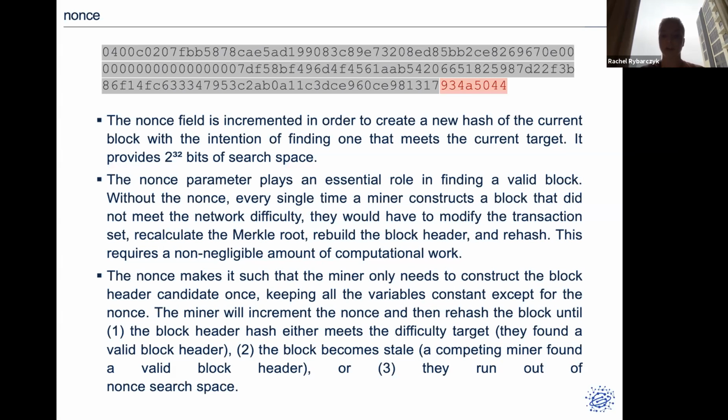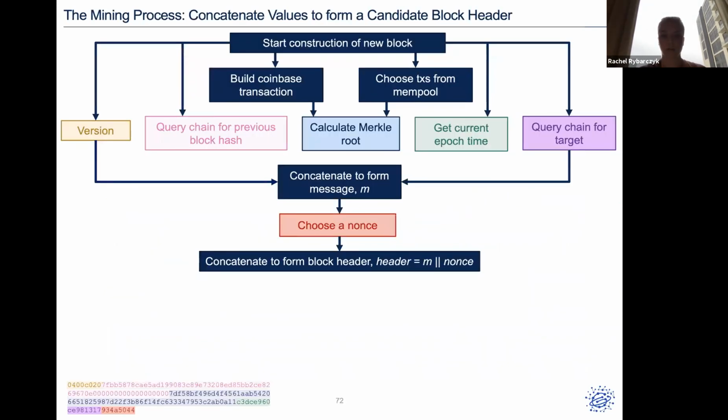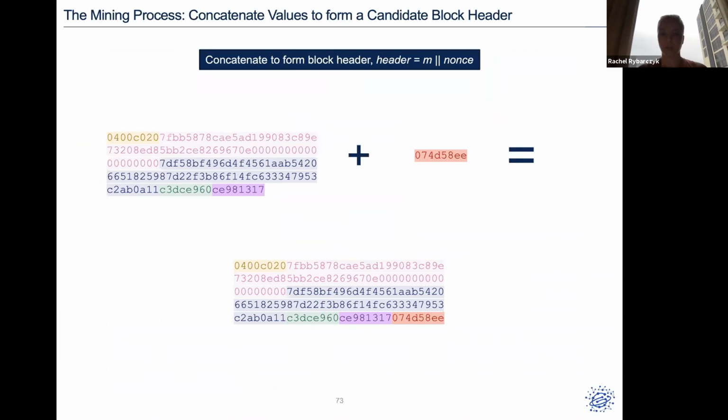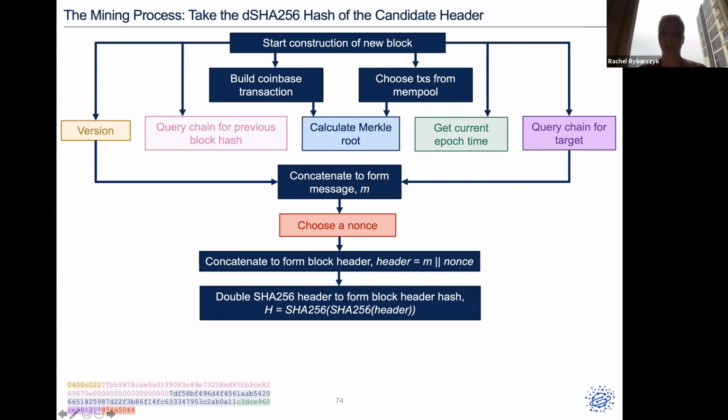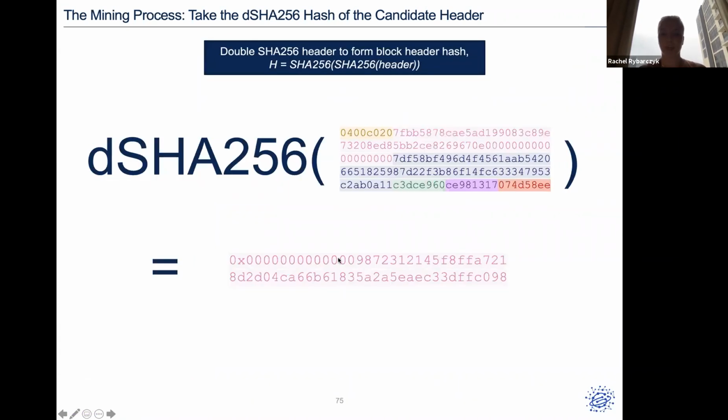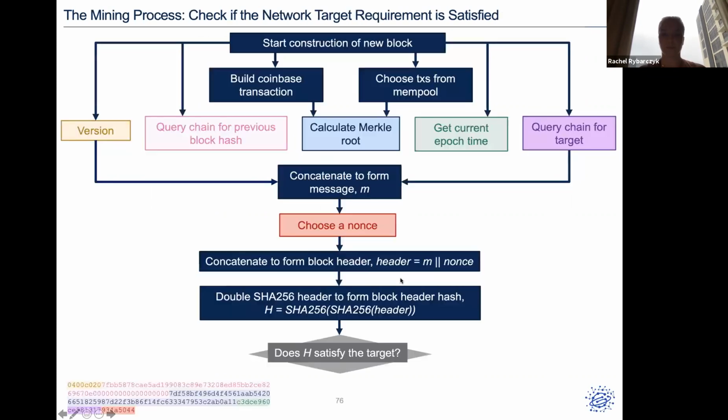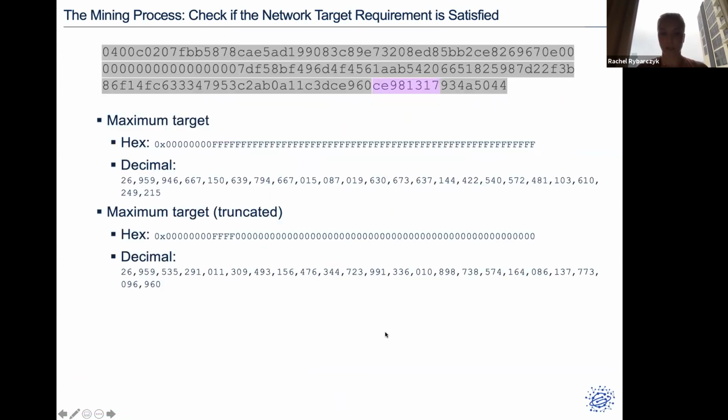The miner will increment the nonce and then rehash the block until either the block hash meets the target difficulty, so they found a valid block, the block becomes stale, a competing miner found a valid block, or they run out of nonce search space. So now we concatenate the nonce with the rest of the header fields. And this is the full 80-byte header that will be hashed over. We take the double SHA-256 hash and we get a block hash. Now we need to ask ourselves, does this number satisfy the network difficulty target?